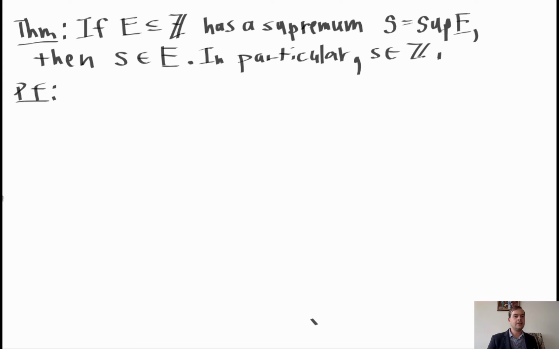Now, one nice thing that can be said about supremums for subsets of the integers is that the supremums actually are integers. This is an important theorem that allows us to carry out a lot of the simple manipulations that we want to derive once we postulate that supremums exist for the real numbers. So now if E is a subset of Z and it has a supremum S equal to the supremum of E, then our claim is that S is in E, and in particular E is a subset of Z, so S is also a member of Z.